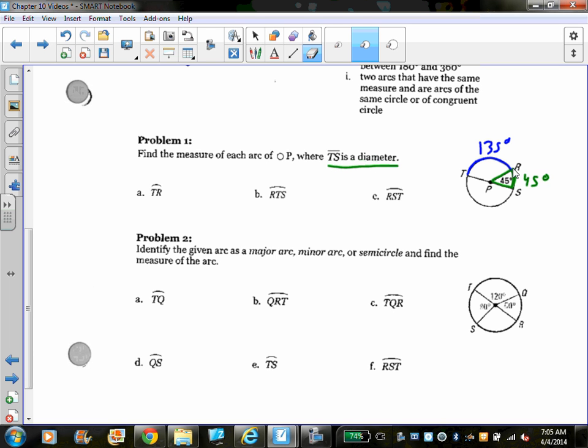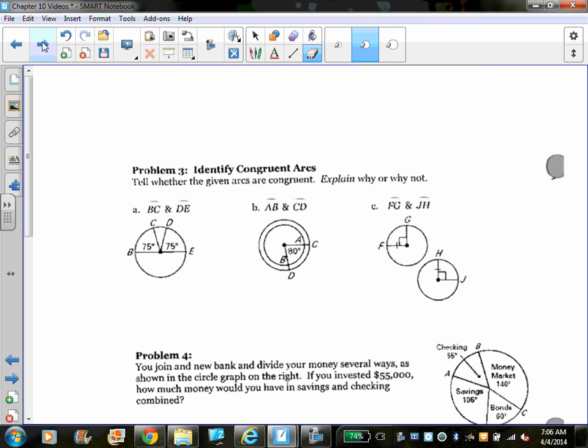Problem two is also like a problem that we saw in our last video, identifying arcs as major, minor, or semicircle, and finding the measures of different arcs. These first two problems are not really anything new. If we flip to the back page, there will be some stuff that's a little bit new. Problem 3 is not new yet. That was the idea of arcs being congruent or not. Remember, congruent circles will lead to congruent arcs if the arcs are the same size. If your circles are not the same size, you can't have congruent arcs.